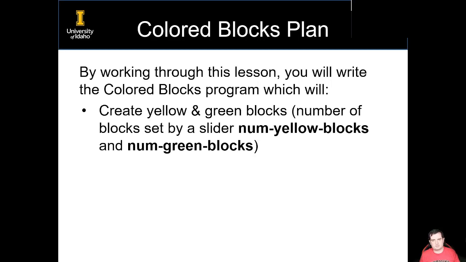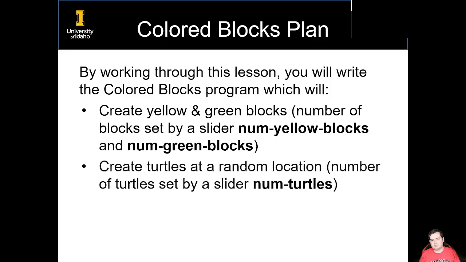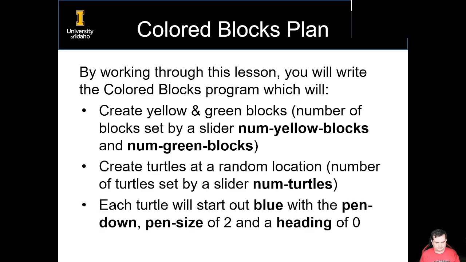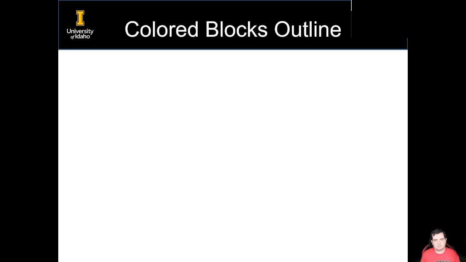Working through this, we're going to make a program that creates yellow and green blocks, the number of both set by a slider. Then we're going to create turtles in a random location, also set by a slider value. Every turtle is going to start out blue, with a pen down, a pen size of 2, and a heading of 0.